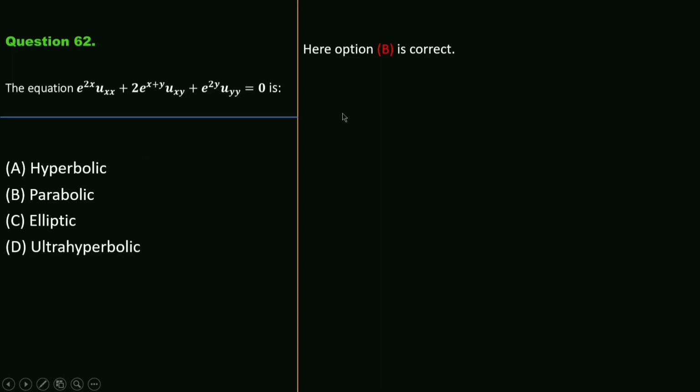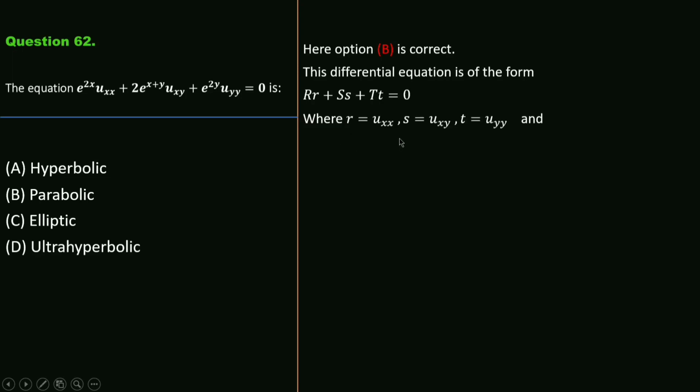So here the differential equation is of the form R r plus S s plus T t is equal to 0, where r is equal to u x x, s is equal to u x y and t is equal to u y y, and capital R, capital S and capital T are the coefficients of u x x, u x y, u y y. This is given as R is equal to e to the power 2x, S is equal to 2 e to the power x plus y and T is equal to e to the power 2y. And we have to find whether this equation is hyperbolic, parabolic or elliptic.